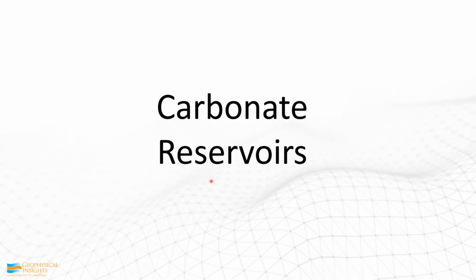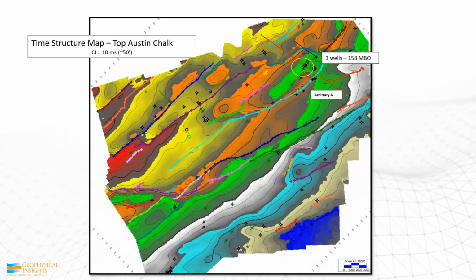So what do you do about carbonates? Situation where I had a client that came to me and they had shot a beautiful 3D looking for shallow Austin chalk production. And there were 3 wells up here that were drilled in the 60s that had made about 158,000 barrels between them. One of them had produced 128,000, so it made the bulk of it, at 2,100 feet in the Austin chalk. So they shot and acquired this data at 1 millisecond. So I was able to upsample to 1/2 millisecond.